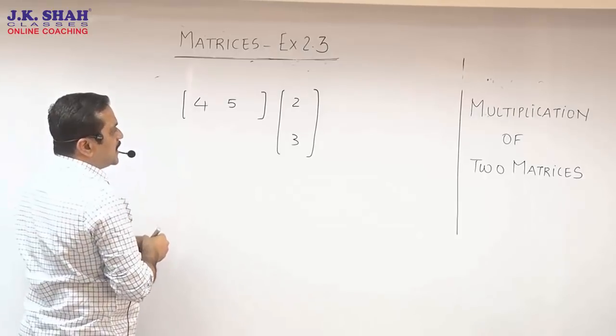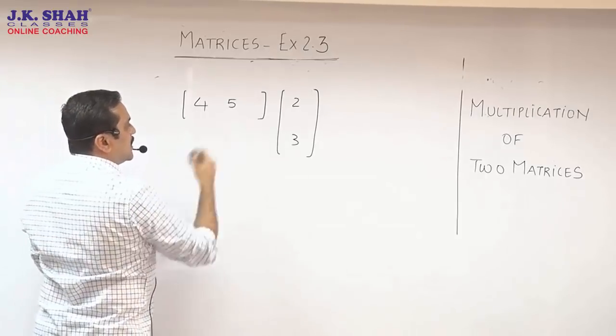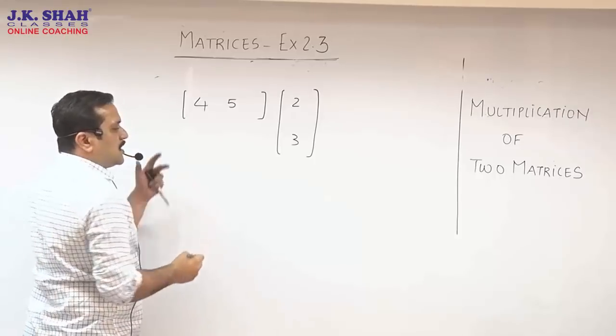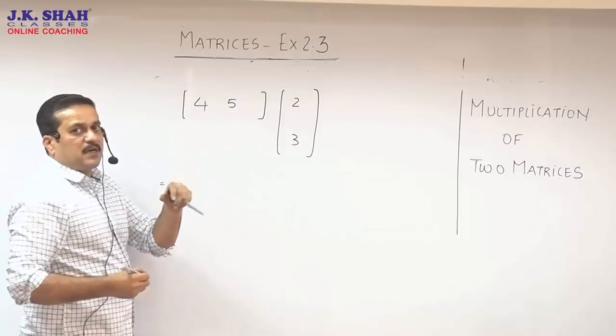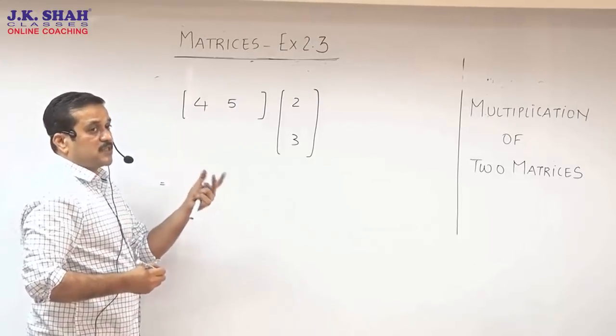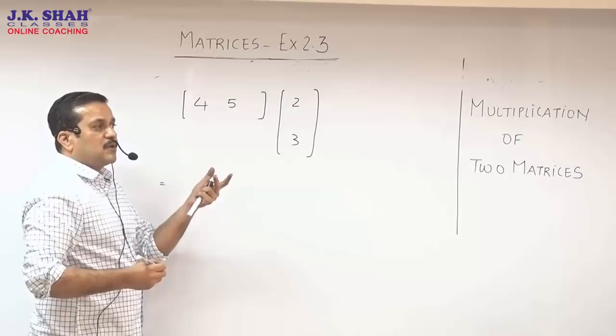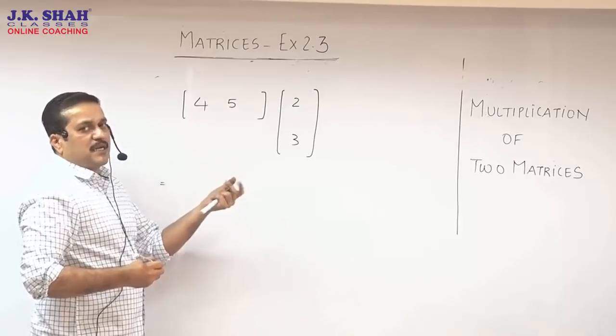Now how do we multiply this thing? First of all, when you multiply this thing, you are going to get a matrix. So when you multiply two matrices and if the multiplication is possible, I repeat, if the multiplication is possible, which is not always the case when you multiply two matrices, a particular condition has to be satisfied. We'll see later on.